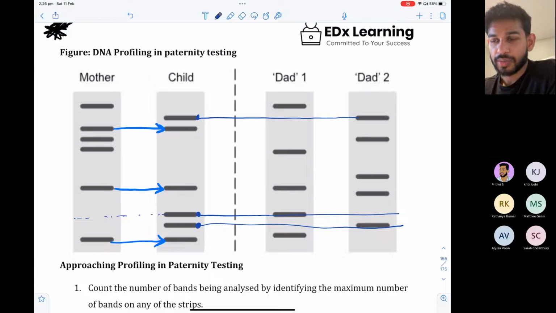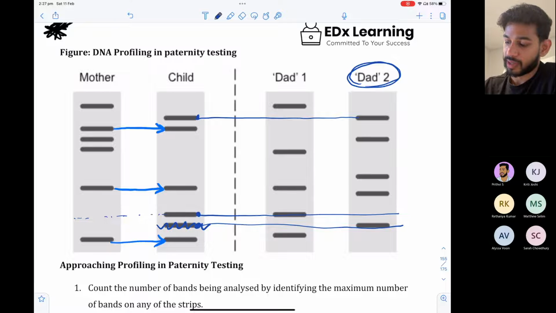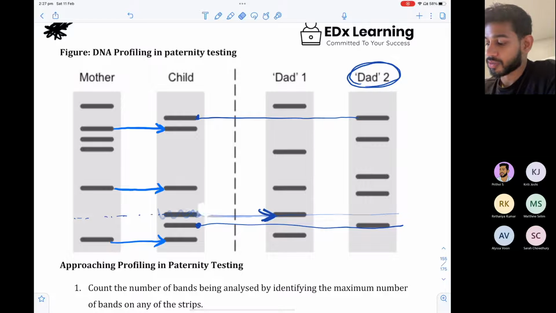Okay, so between dad 1 and 2, since dad 2 has more matching bands with the child, we'd say dad 2 is more likely to be the parent. Now in your HSC exams, a band like this will not be present. This was a confusing band because it actually lined up with dad 1. But in the HSC, your options will be very unequivocal, very clear. All the bands that are not mum's will be dad's.